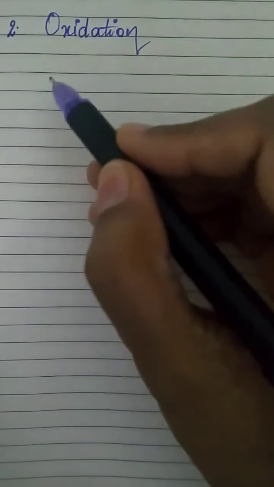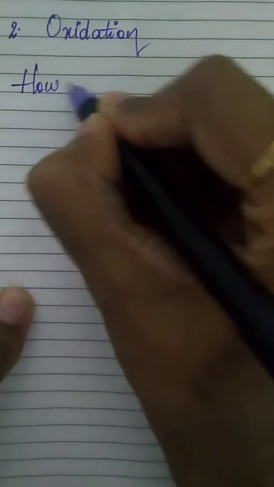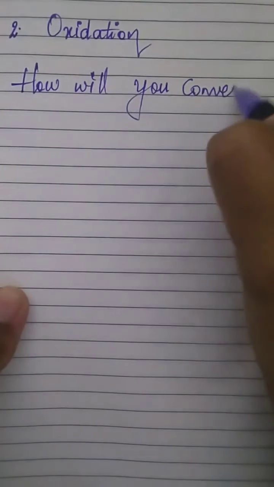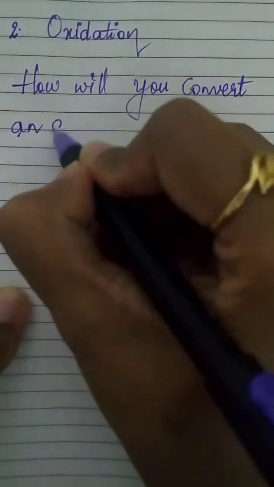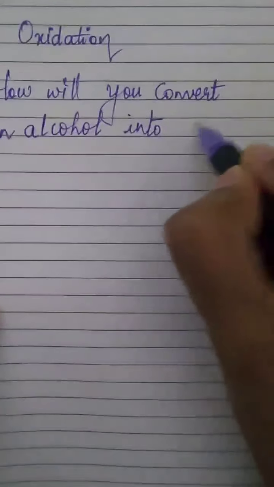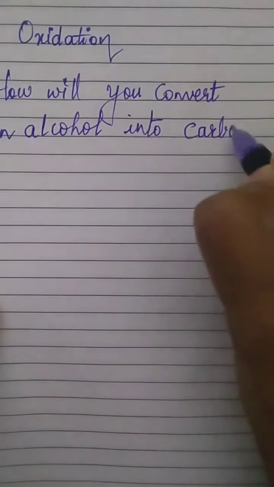You should expect a question for your board exam wherein they will ask you, how will you convert an alcohol into carboxylic acid? This is a question which is asked in your 11th science also. How will you convert an alcohol into carboxylic acid? Please write this question and then learn oxidation. Alcohol कैसे carboxylic acid में convert करोगे?